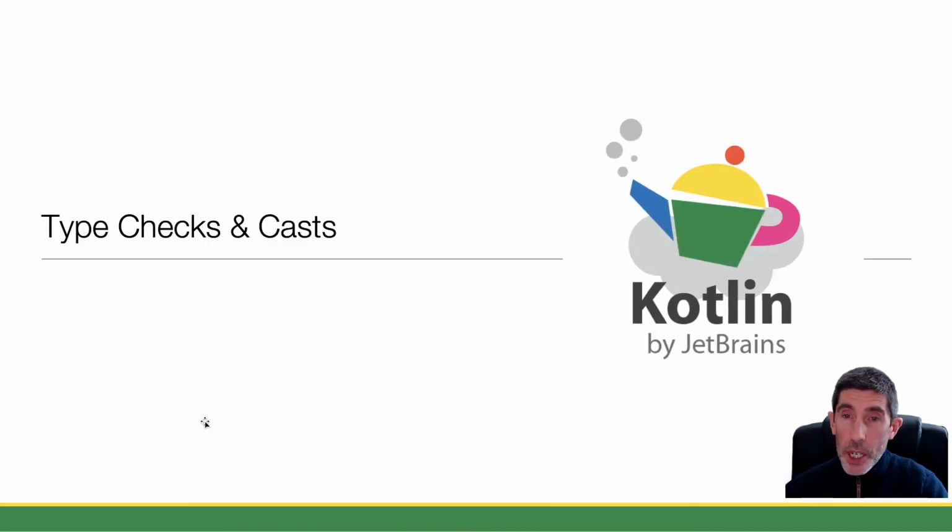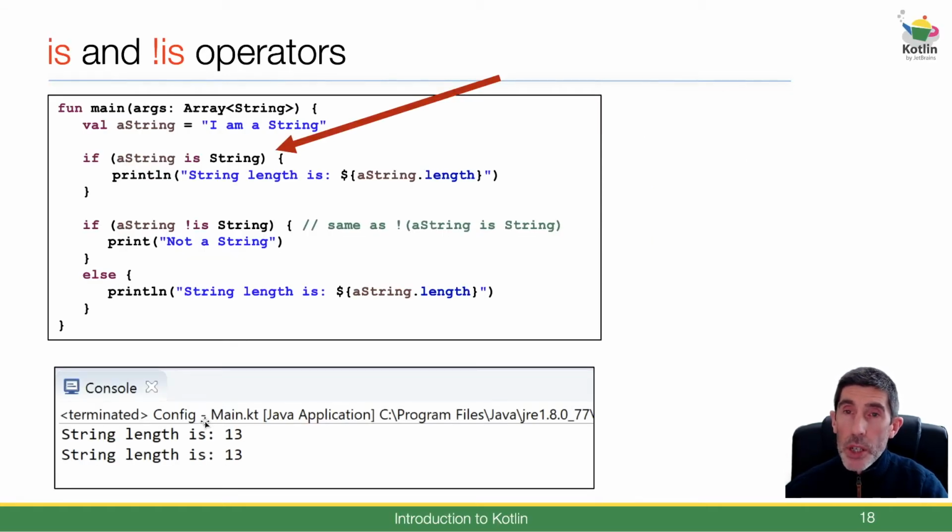To talk a little bit about type checks and casts, we would have touched on some of this in previous sections, but just to look at it in a little bit more detail here now. Here's an example of using our is and not is, or isn't, operators. Inside our function here, we assign a string variable, val. We give it a value, I am a string.